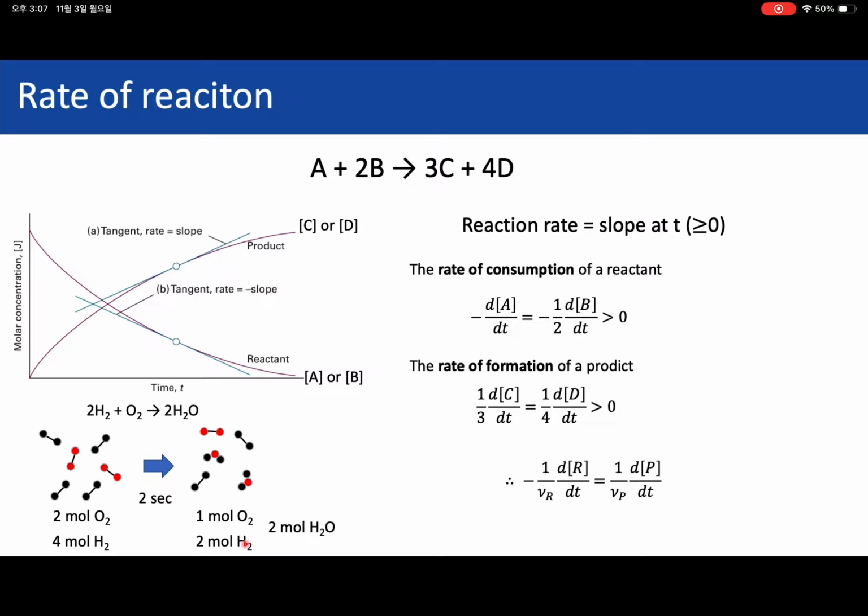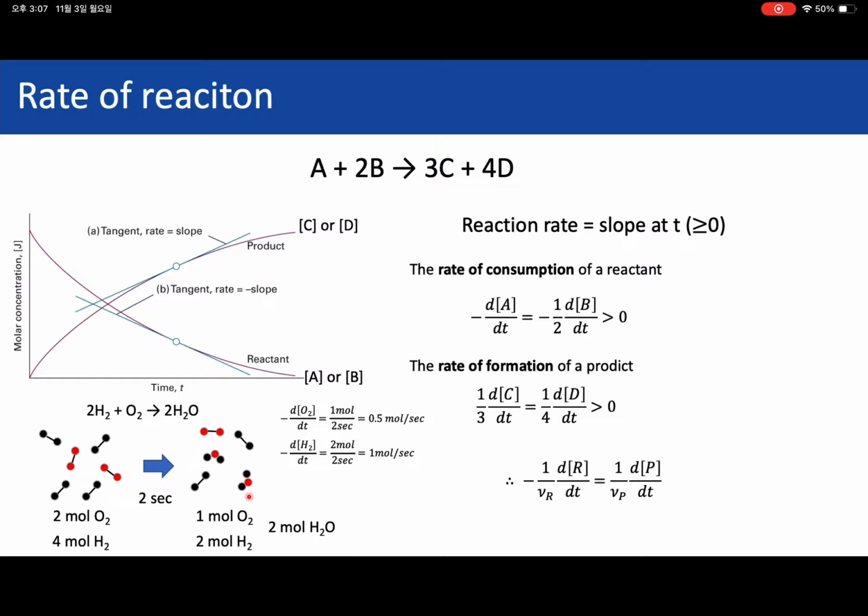So that simply... let's say, if we don't consider the stoichiometric coefficient, then the rate of consumption of the oxygen molecule is: since there is a decrease in oxygen from 2 to 1 mole, we have a 1 mole change, and it occurred over 2 seconds. So now we have 0.5 mole per second.